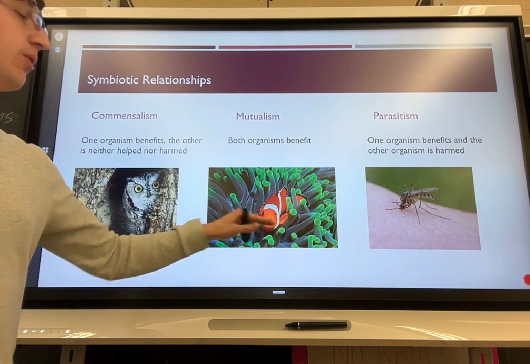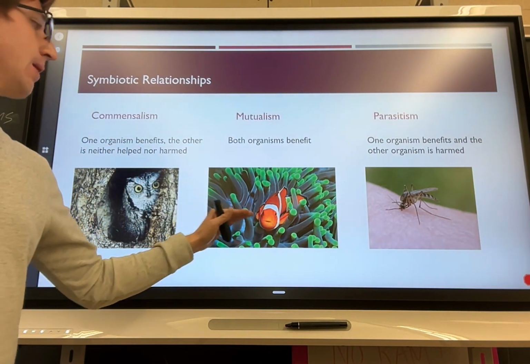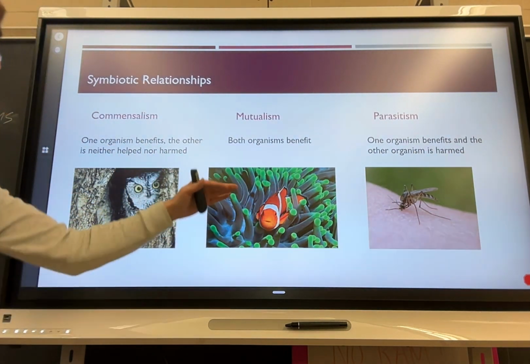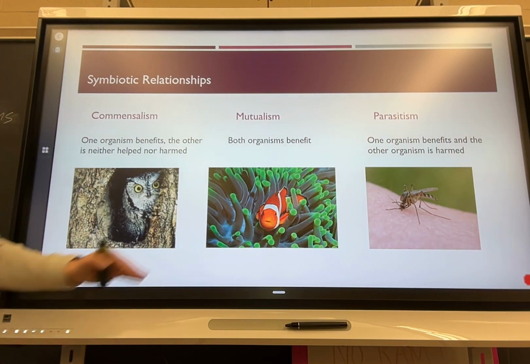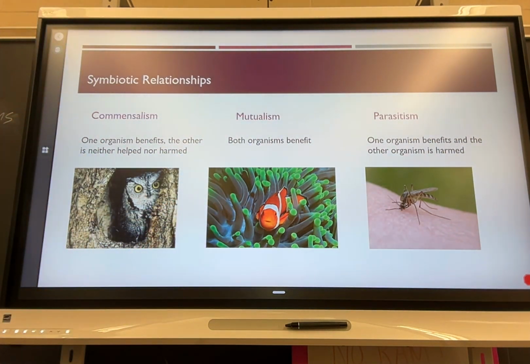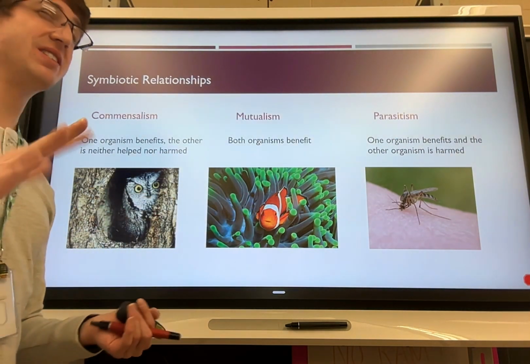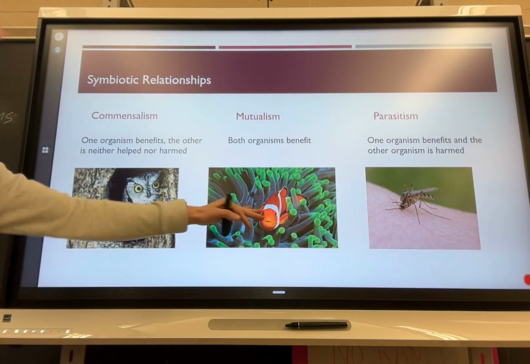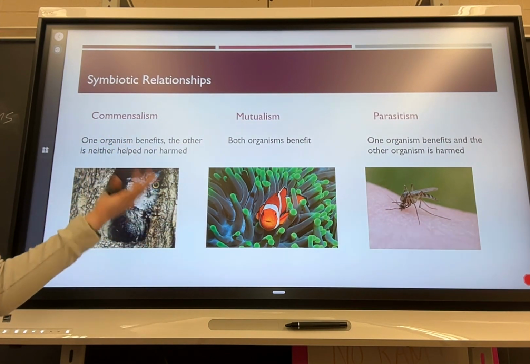Mutualism, a good example if you've ever seen Finding Nemo, Nemo and his anemone, both of them are going to benefit. The clownfish gets protection from other fish because the anemone has stinging cells. The anemone gets food because clownfish are kind of messy eaters. So anything that doesn't get eaten by the clownfish is going to be eaten by the anemone.